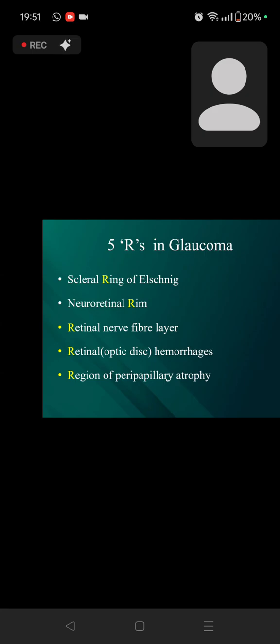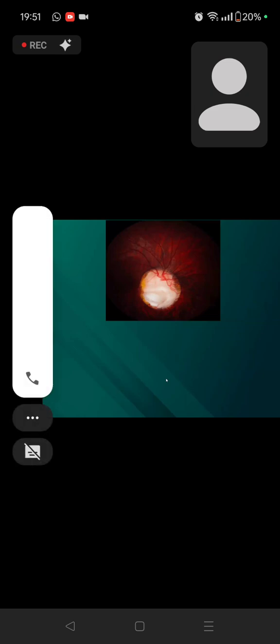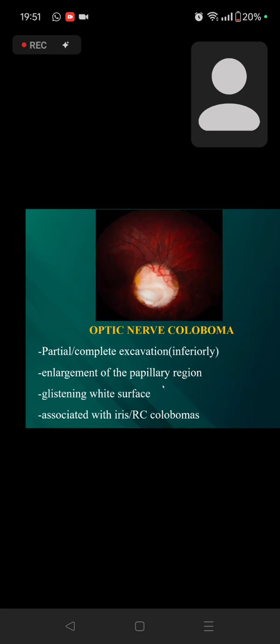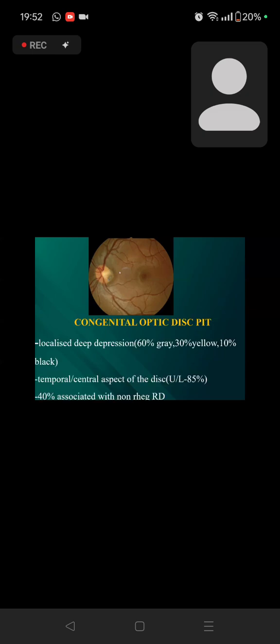So now we have seen everything in glaucoma, and also we must know how to rule out other causes of cupping. You can see this patient is having glistening glial tissue, and these patients usually have associated retinochoroidal colobomas. So this is an optic nerve coloboma. And the second important differential diagnosis, you have a grayish pit, and these patients will be associated with serous detachment. So this is the congenital optic disc pit.